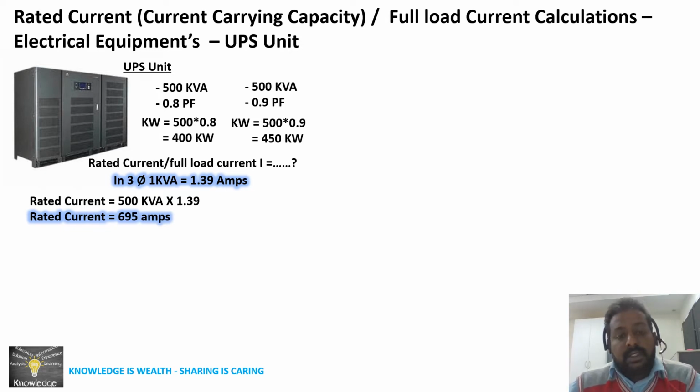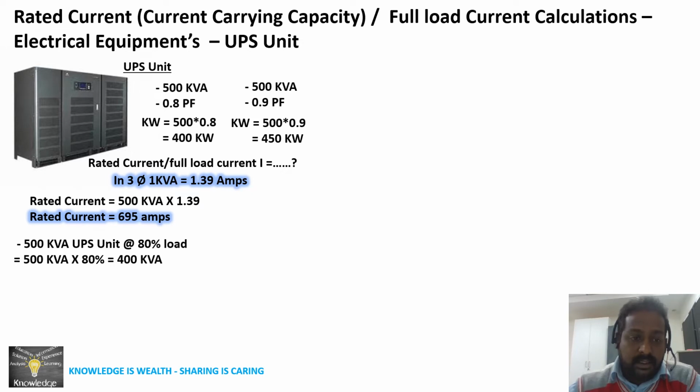Irrespective of the kilowatt consumption, whether it is 450 or 400, the rated current of a 500 kVA UPS system, the full load current, is 695 amperes. That is why in rating we have not considered power factor, because it is always variable. That is why all our UPS, transformers and DGs are rated in kVA.